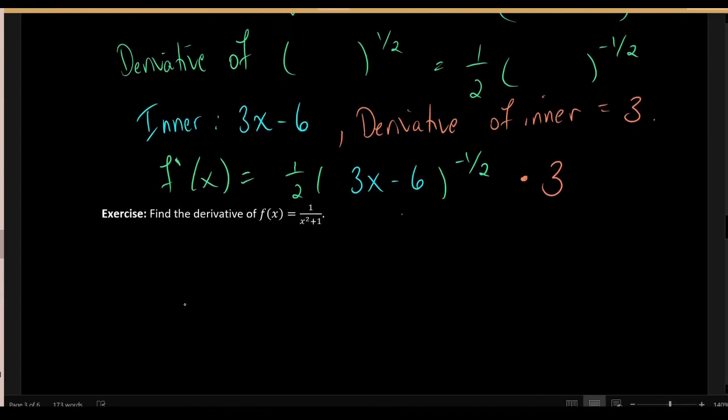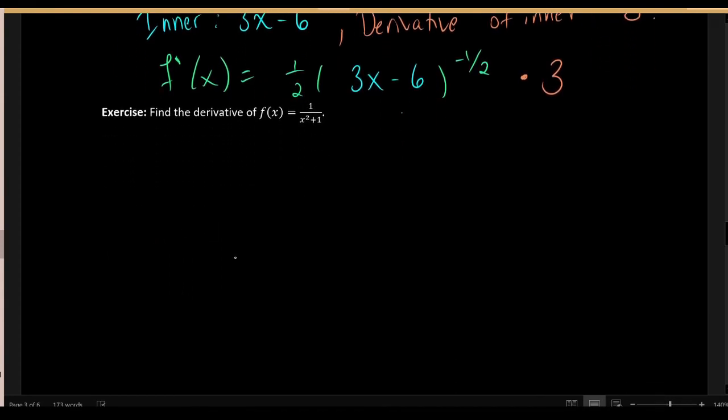Now sometimes it can get a little bit hard to see which function is on the outside and which function is on the inside. For example, here we have the derivative of f of x equals 1 over x squared plus 1. There's not really any apparent inside or outside function to me right now, but it might become more clear if we just rewrite this function a little bit.